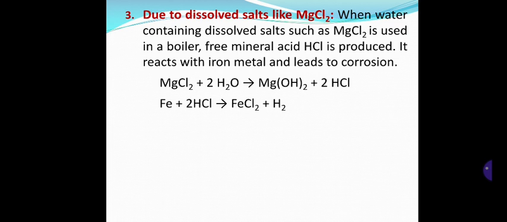Look at the reaction. Magnesium chloride first reacts with water to produce a mineral acid such as HCl, and the HCl reacts again with iron to produce FeCl2, and this FeCl2 further reacts with water to produce ferrous hydroxide. As you know, once the ferrous hydroxide is formed in the reaction, it again reacts with oxygen to produce a magnetic product which is called rust.